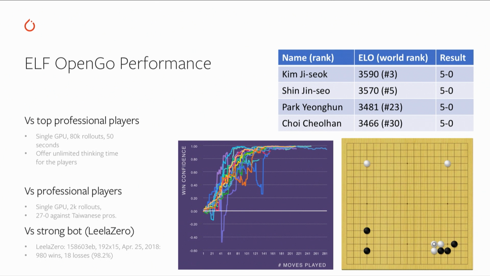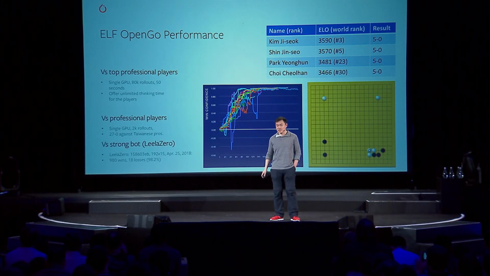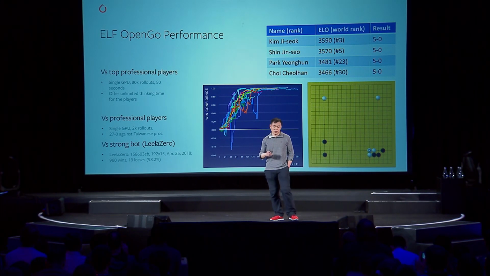And I allowed all the professional players to use as much time as possible. Some of the players actually spent 6 hours in a game, and finally, they still lost. So this is a very impressive result, I think. We already open source the code and the model, and people can use it. It now becomes, I think, the best open source Go engine in the world. I think everyone is using it.